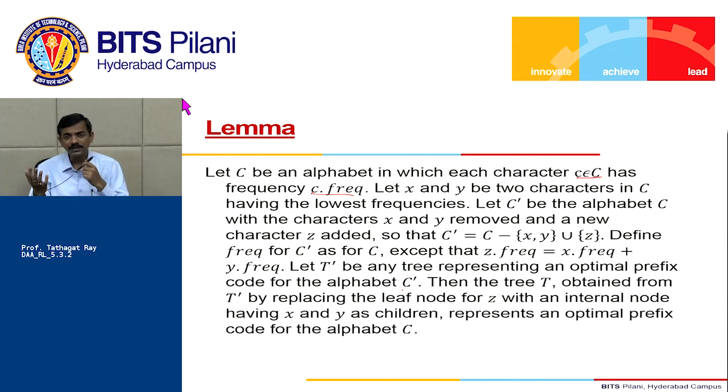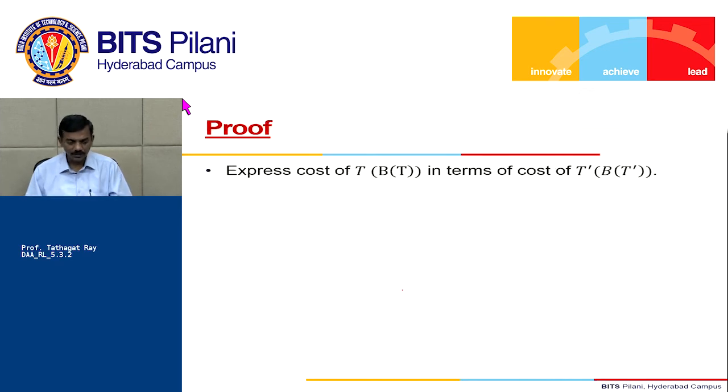So I have an optimal substructure property: whatever is my greedy choice, I take that out, look into the remaining subproblem, solve it, and then if I plug it in, I solve my entire original problem. So I have an optimal substructure property. That's what it is saying. Let's look into the proof of this fact. Let's express the cost of the tree T which we are building in terms of the cost of the tree T'.